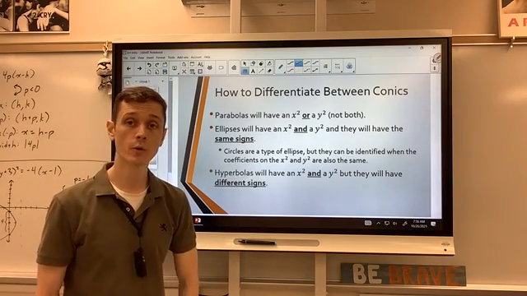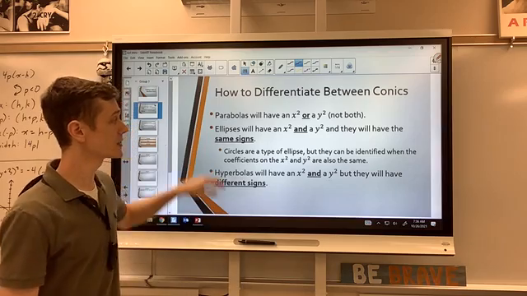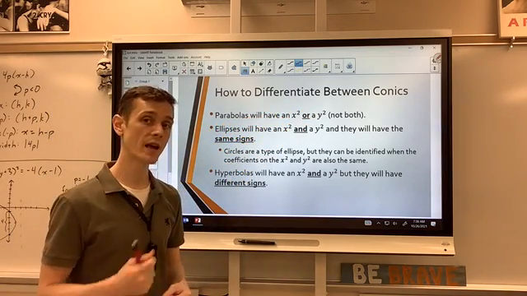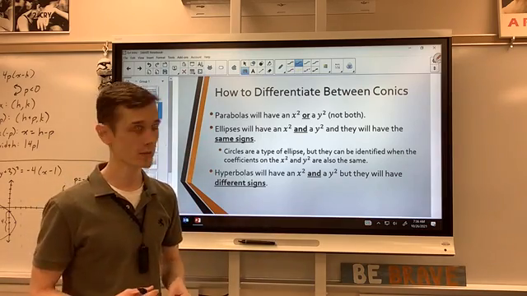First, I want to make sure that we can quickly identify which shape we have, even if it's not in standard form yet. So one of the things I like to look at is whether there is both an x squared and a y squared term. If we only have an x squared or a y squared, but not both, then I know right off the bat that it's going to be a parabola.